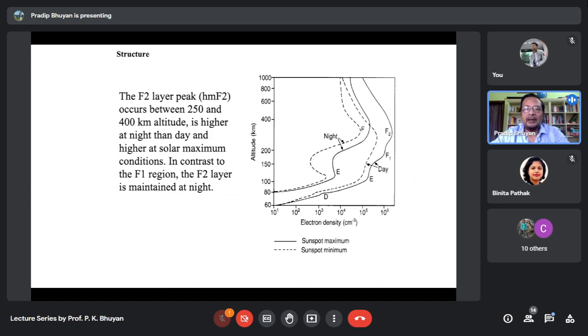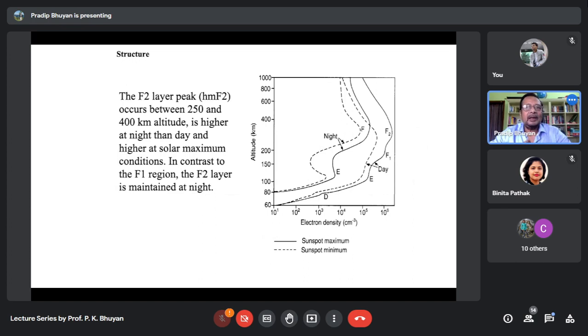For the E region it increases to 10 to the power 5. That means 2 orders of magnitude. In the F region it still goes further, maybe 10 to the power 6 or sometimes maybe 10 to the power 7 also. So per centimeter cube, if you calculate it in terms of meter cube, then add 6 to this exponent. So it will be 10 to the power 11 or 10 to the power 12 kind of thing. So this is how you get the electron density.